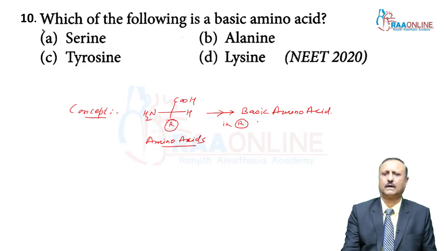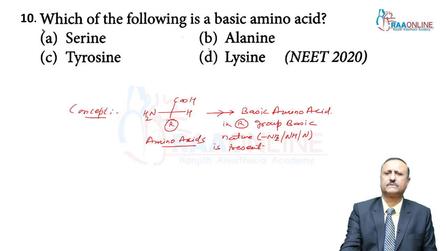In the R group, basic nature, NH2 or NH or N is present. So it is called a basic amino acid. Here lysine, you can see this lysine. In this lysine, R is equal to NH2, CH2 whole thrice. This group is present in place of R.